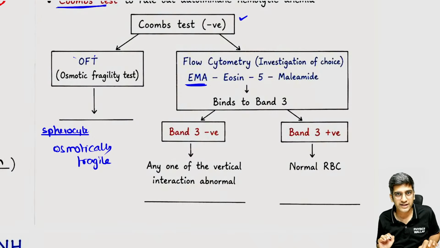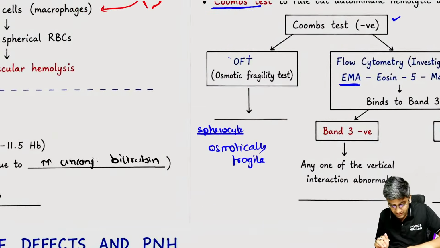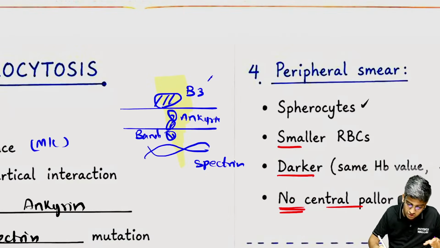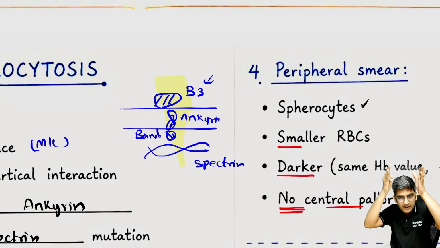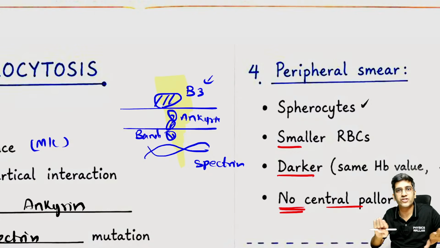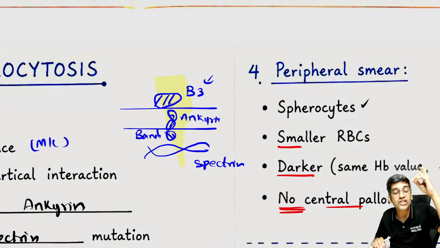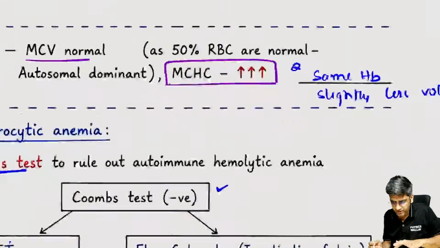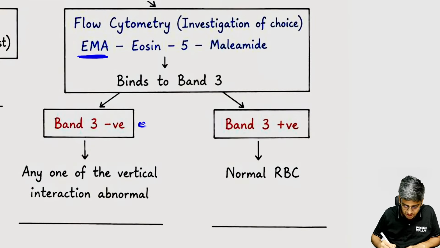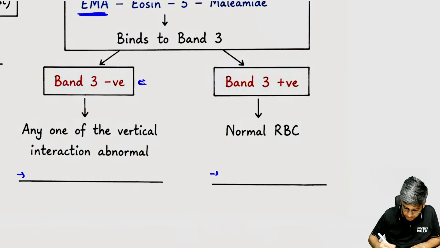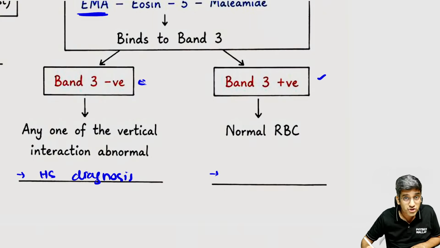Eosin-5-maleimide binds to band 3. Where was band 3? Here is band 3, the topmost guy. If it binds to band 3, it's present in the person's blood, which means the entire building is present. No HS. If the stain is not there, any one of the components of the building is absent, which is diagnostic of HS. So the diagnosis relies on binding to band 3. If band 3 is negative, any one of the vertical interactions is abnormal. This is your HS diagnosis. If band 3 is positive, it's a normal RBC, completely fine. The patient is completely normal.